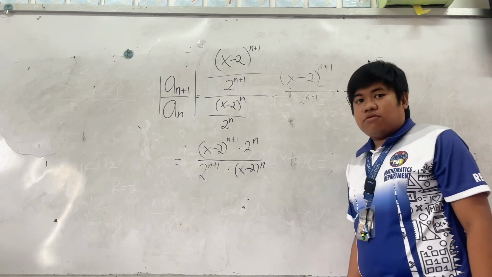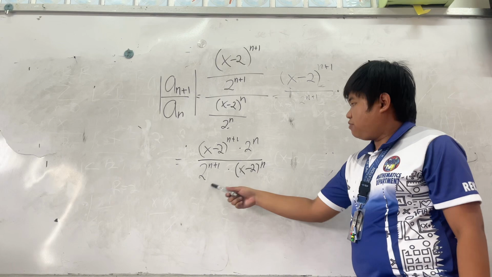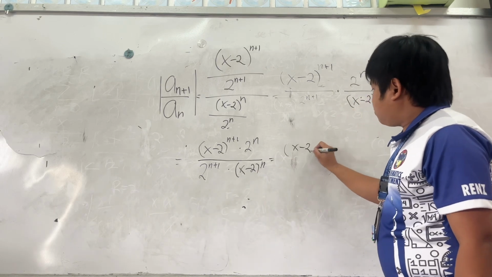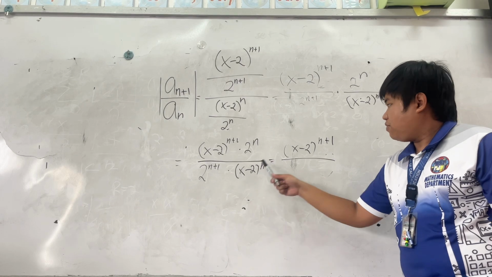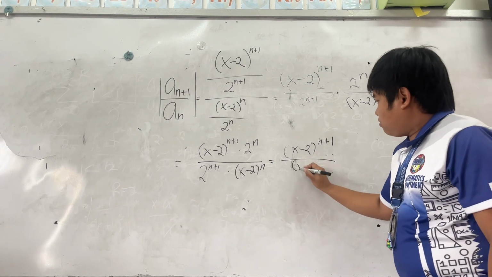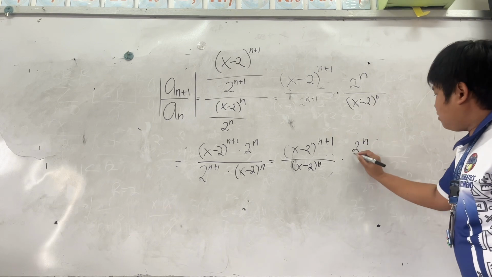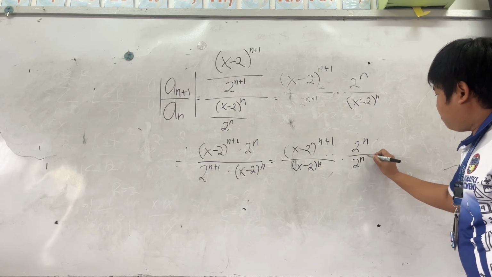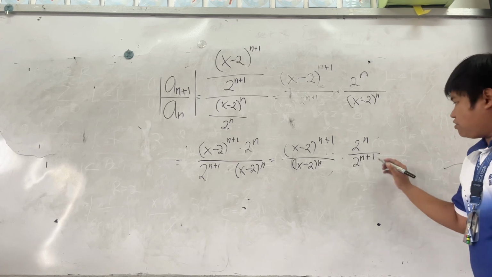We're just going to change the position of these two specific terms, x minus 2 raised to n plus 1, and then we're going to make this part the denominator of this function, x minus 2 raised to n times 2 raised to n over 2 raised to n plus 1. And then we are going to proceed to cancel all the possible terms.